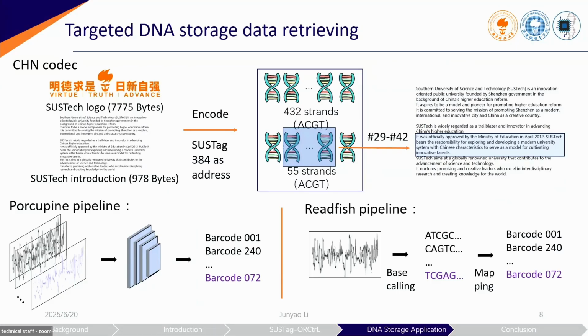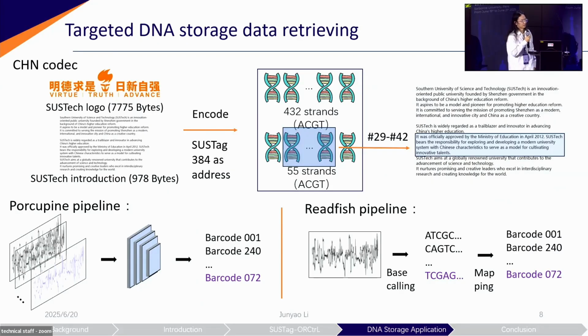For the final experiment we made, we encode image data and text data using the CHN codec into nucleotide sequences. Our goal is to retrieve the part of the data which addresses syntax from number 29 to number 44, which is part of the text data.